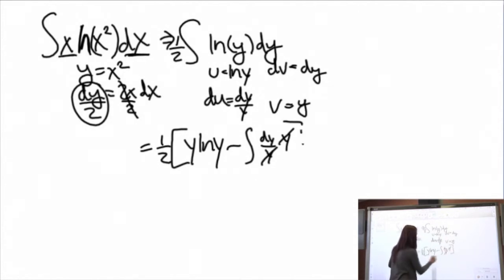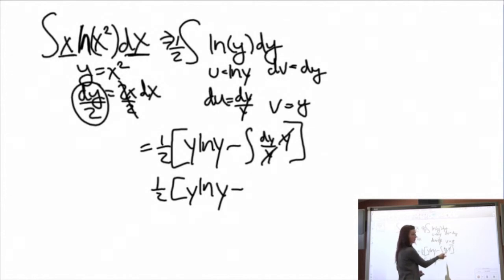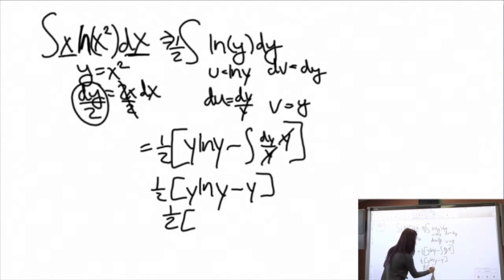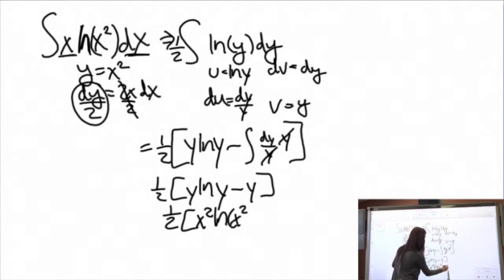So we get 1/2 y natural log of y, minus the integral of dy, which is just y. Now, if we were to just leave it here, this wouldn't be correct, right? Because we did the u sub, or y sub in a way, above. So we've got to insert all that into 1/2 x squared natural log of x squared minus x squared.